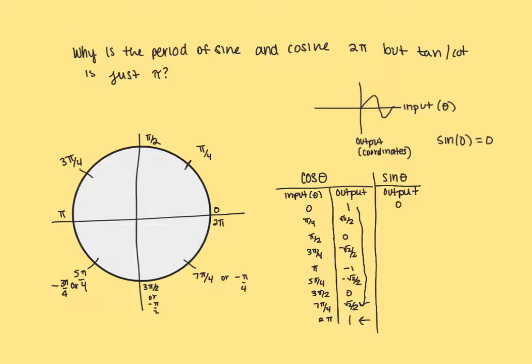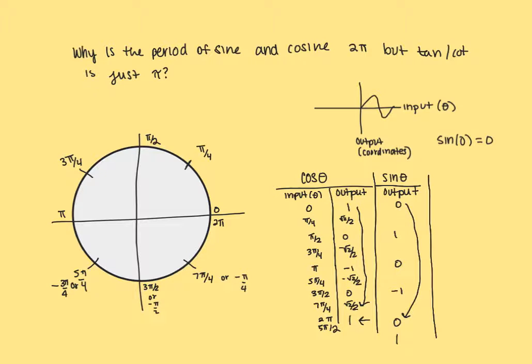Sine of 0 is 0. I'm going to skip all these pi over 4s and jump around to pi over 2. Sine of pi over 2 is 1. Sine of pi is 0. Sine of 3 pi over 2, negative 1. Sine of 2 pi, 0. So it goes 0, 1, 0, negative 1. And then it would start over again. If I added one more coordinate, like 5 pi over 2, I would get 1 again. So one full cycle for sine is 2 pi.